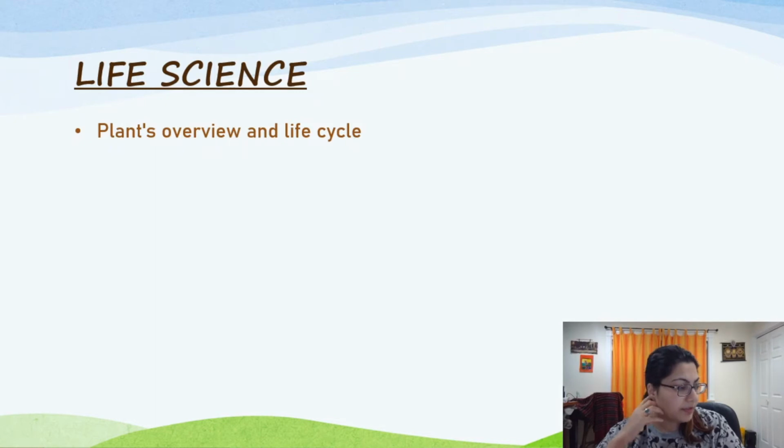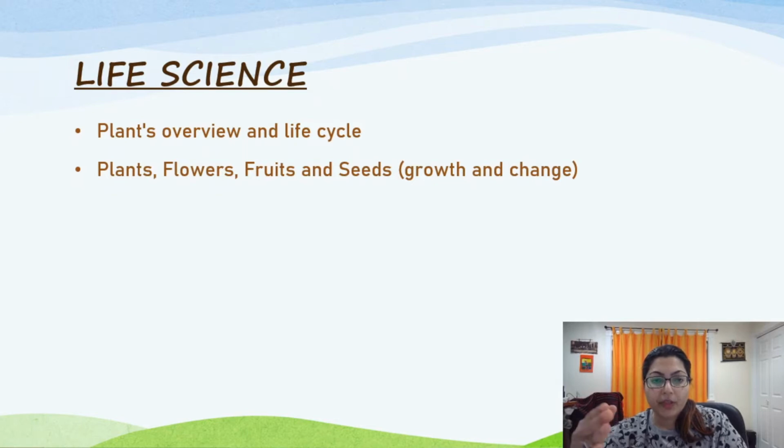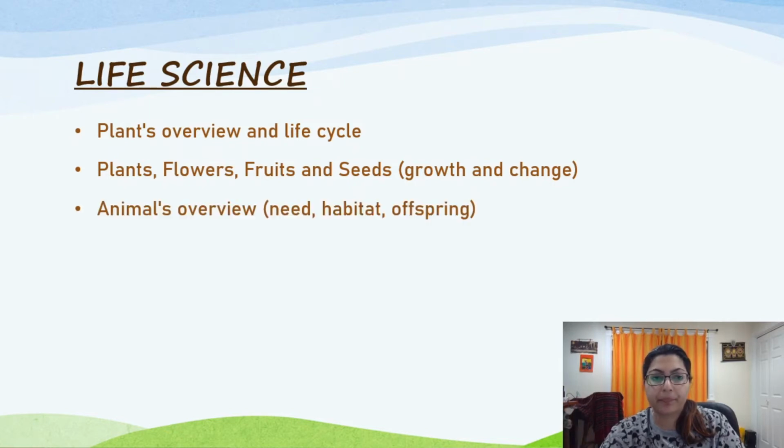Under that, first we will start with living and non-living things, and then we will do the parts of the plant and what plants need and give. Under the parts of the plants, we will be studying flowers and fruits and seeds, but we will not go deep into dispersal and the parts of fruit or flower. We will just talk about how it grows and changes, more like a life cycle.